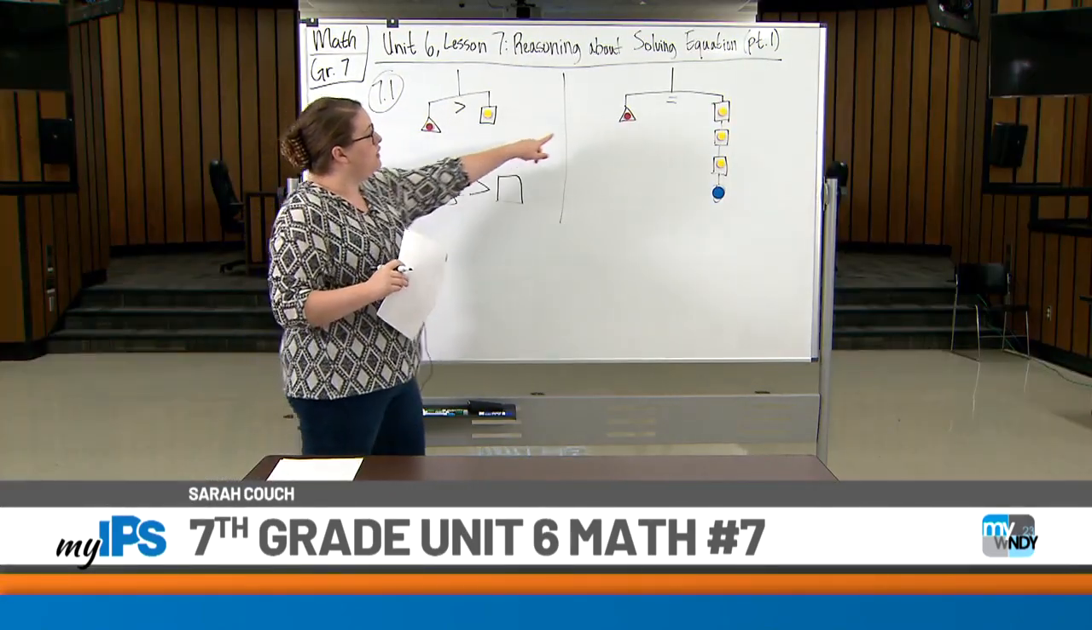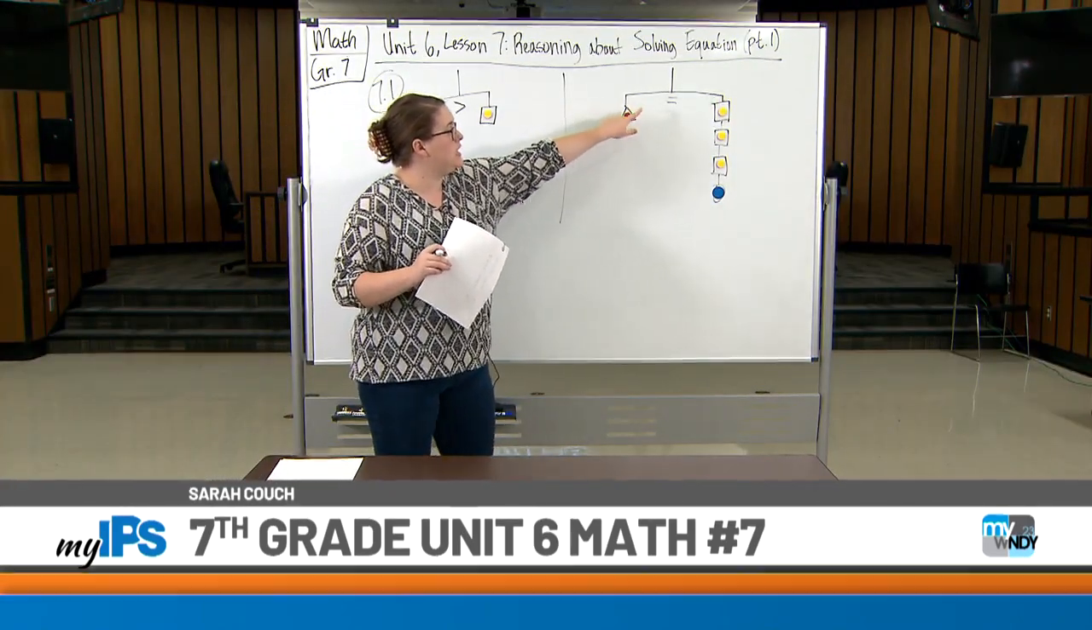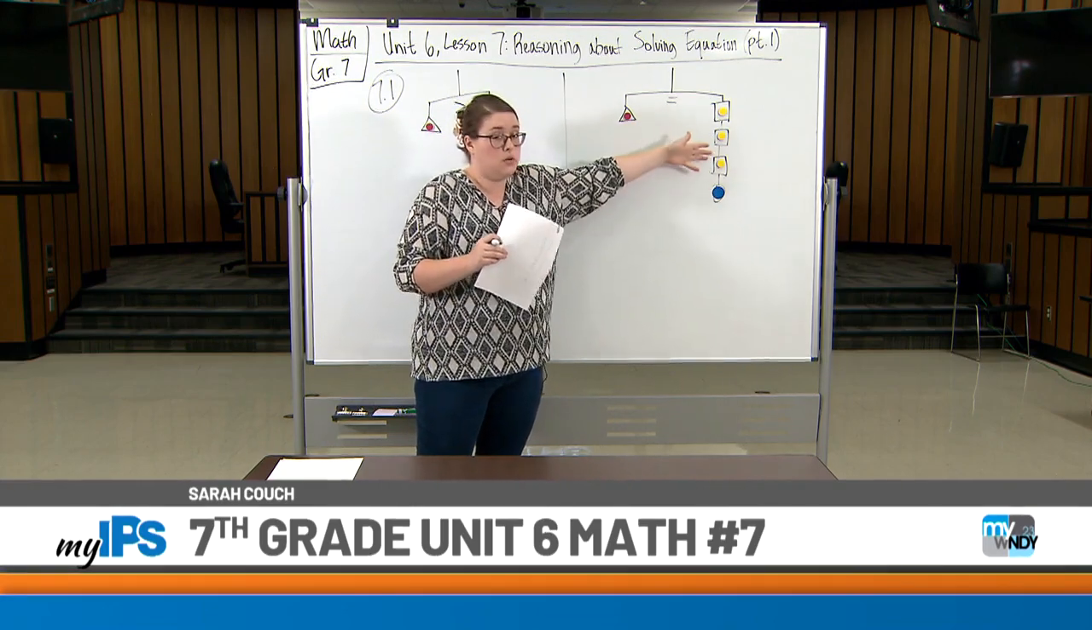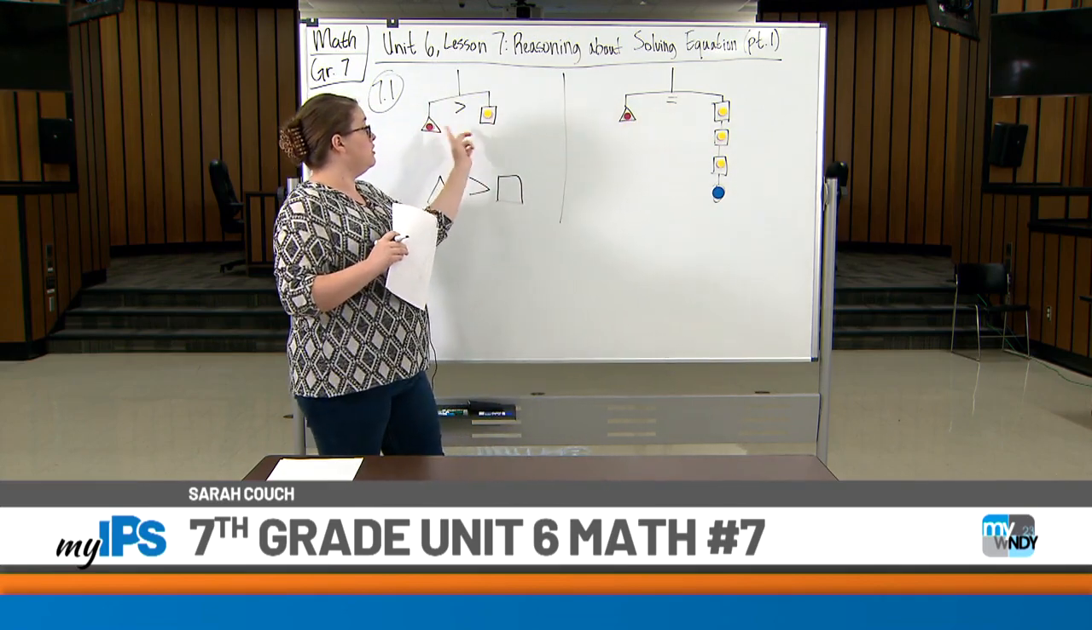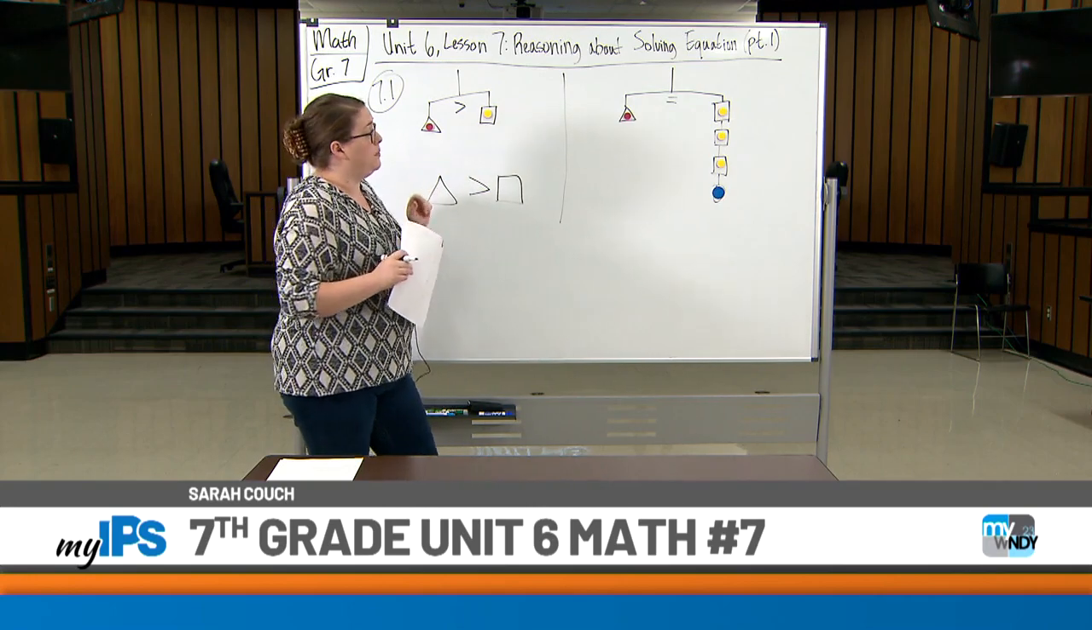And I can look over here and confirm that, right? Because this triangle is equal to 1, 2, 3 squares at least. So this triangle definitely has to be more than this square.